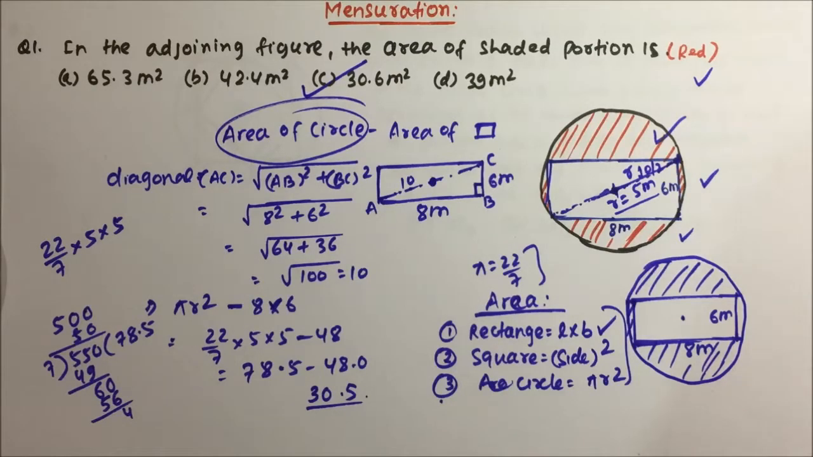So the answer for the question will be 30.6 meter square, and we have got the area of the shaded region.